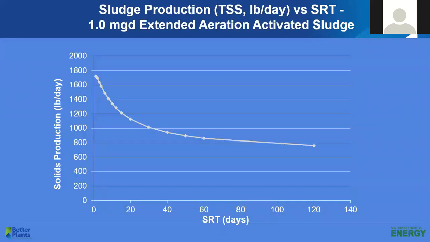Our solids production, again, what you see here, and this is important, as you increase SRT, the solids production decreases. So going back to our biochemical equation for synthesis and energy, again, the BOD is channeled into those two components. As we increase sludge age, we're going to channel less of the BOD into the synthesis reaction and more into the oxygen or energy reaction. So as we increase SRT, our biomass production goes down.